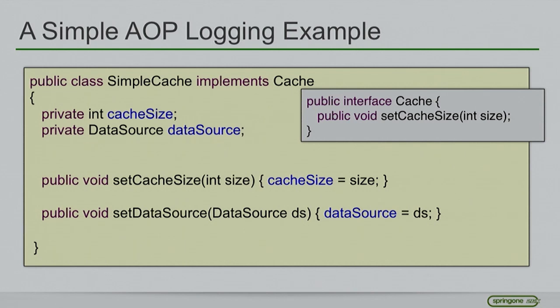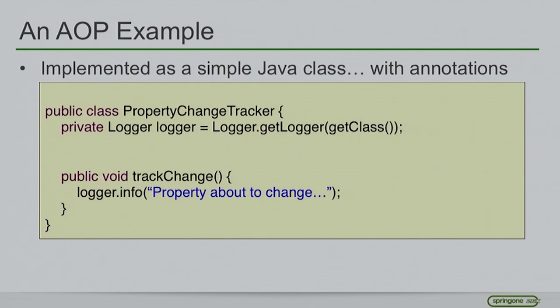All right, so a really simple example is this. I've got a simple cache class that implements the cache interface. And we see one method called setCacheSize. And we implement that method as well as adding a setDataSource. And then I have this property change tracker class that has a method called trackChange. And what I want to do is have some mechanism where I say every time a property is about to change, I want to report that that property is about to change. So how does that work?